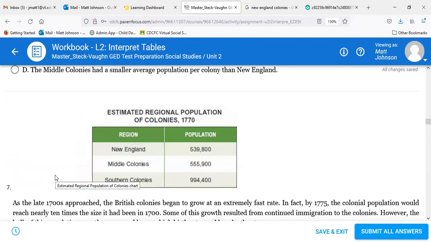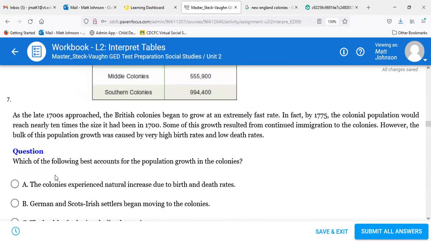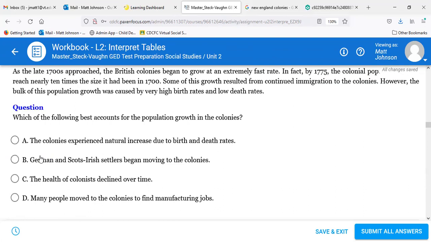And on to 7. Okay, so which of the following best accounts for the population growth in the colonies? A, colonies experienced natural increase due to birth and death rates. B, German and Scotch-Irish settlers began moving to the colonies. C, the health of colonists declined over time. Or D, many people moved to the colonies to find manufacturing jobs.